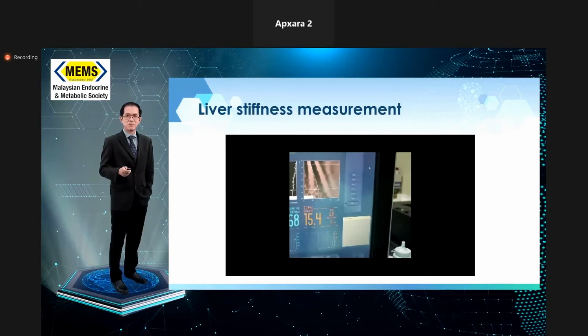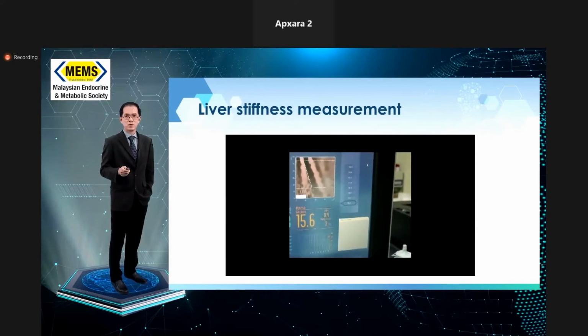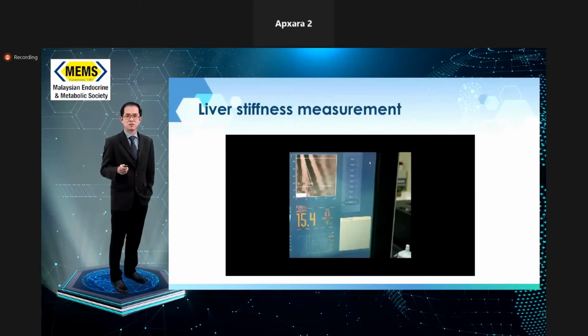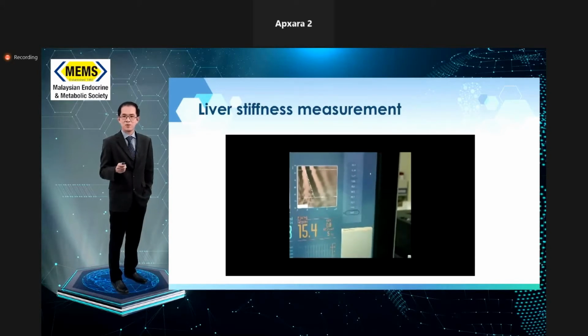So for example, in this particular case, after we have got 10 valid measurements, we will look at the IQR over median. In this case, it is 4%, which tells us that the examination is reliable. My apologies, 5%. And the liver stiffness measurement for this case is 15.4 kilopascal. How do we interpret this? We will look at this in the next slide.